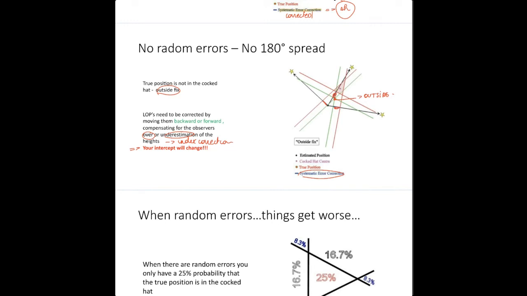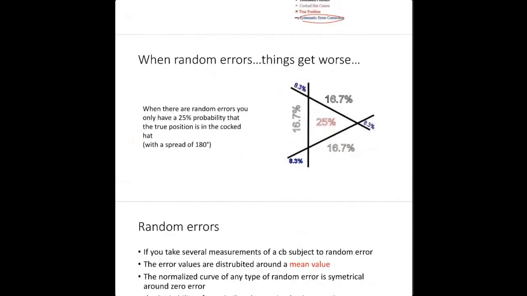But then, of course, systematic errors can be corrected, they can be predicted, but things get even worse when you have random errors. Okay, when there are random errors, you only have a probability of approximately 25% that you are somewhere here in the cocked hat, when your lines of position, when your azimuths, it's the same thing, have a spread of 180 degrees. Otherwise, it gets even worse.